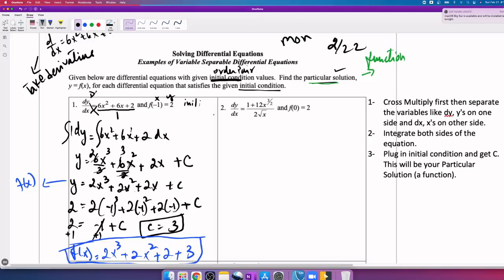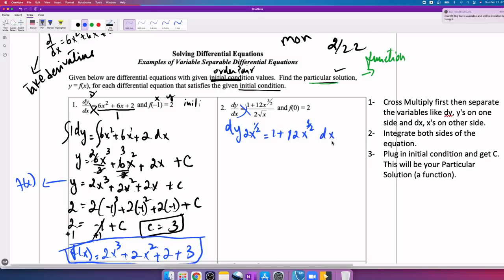Okay, let's try question number 2. Question number 2 is kind of complicated, so we're going to strictly follow our steps. So we're going to cross multiply this first. So let's cross multiply this. So I'm going to go dy times 2x and a half equals, then I do dx plus 12x to the 3 over 2 and dx.